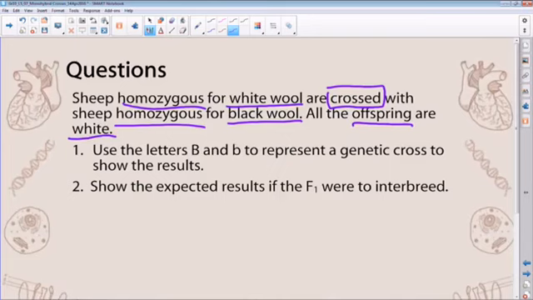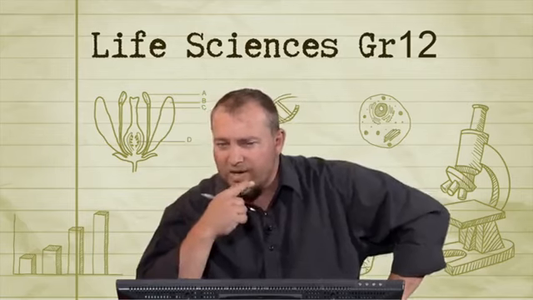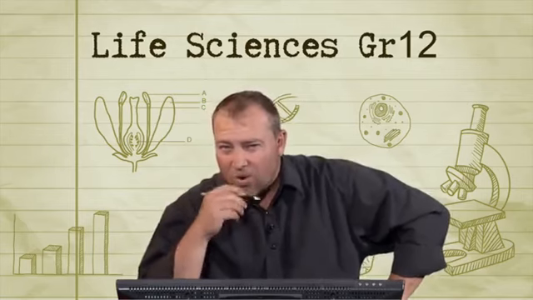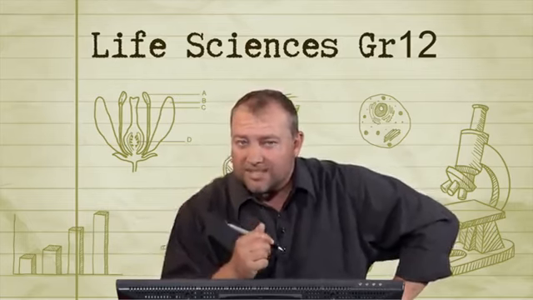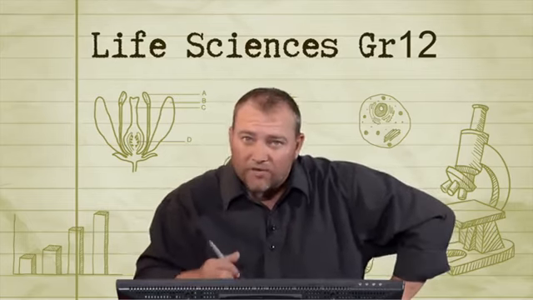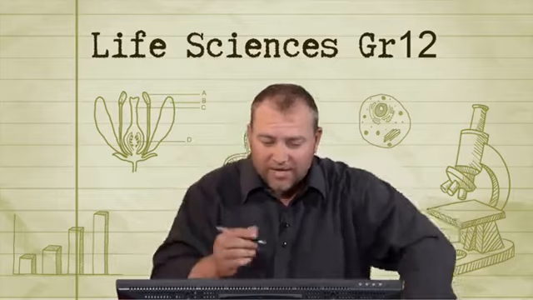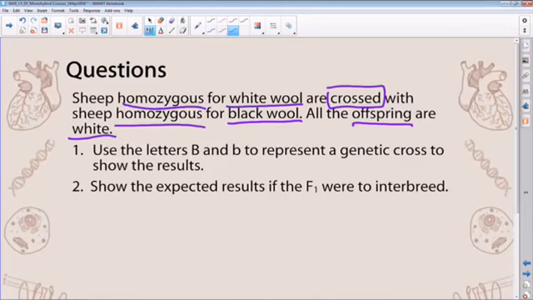Ooh, all the offspring are white. Can you remember the first one that we did earlier? The one I just did. What did they all come out as? Okay, let's have a look. It's exactly the opposite of what I've just done. Okay, so let's see. Use the letter big B, use the letter small b, representing a genetic cross, show the results.